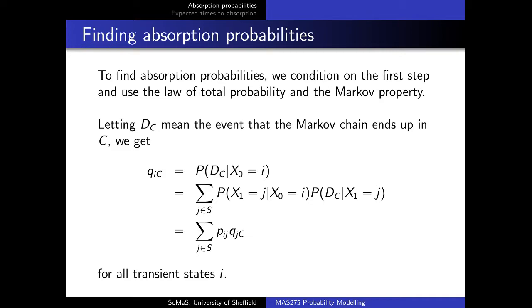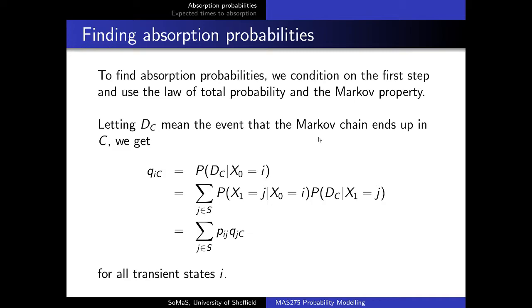Okay, so how do I find Q_iC? Well, the general strategy is what's shown here, and it's pretty simple. So you just use the Markov property after one step of your Markov chain. So to do that, call D_C the event where we end up in C. So it's the event of which we want to know the probability. Q_iC is the probability of D_C when we start at point i.